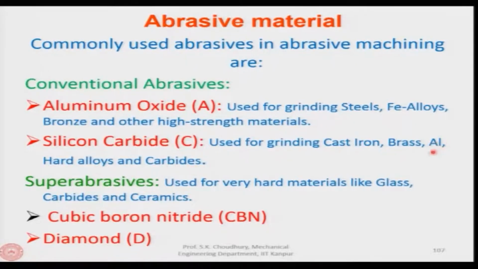By aluminum, do not get surprised, because on the top of aluminum there is an aluminum oxide which is very hard. Aluminum itself may not be a hard material, but that aluminum oxide is very difficult to grind, and the carbides are also very hard.